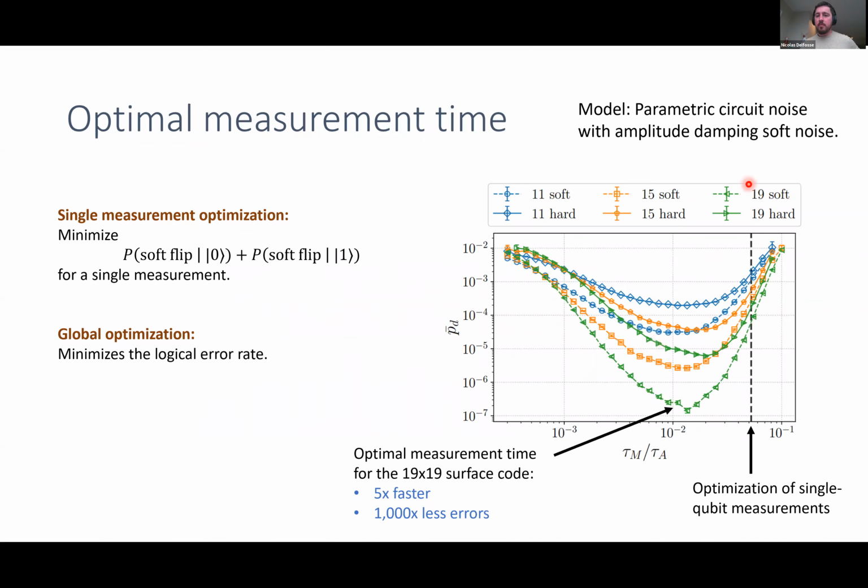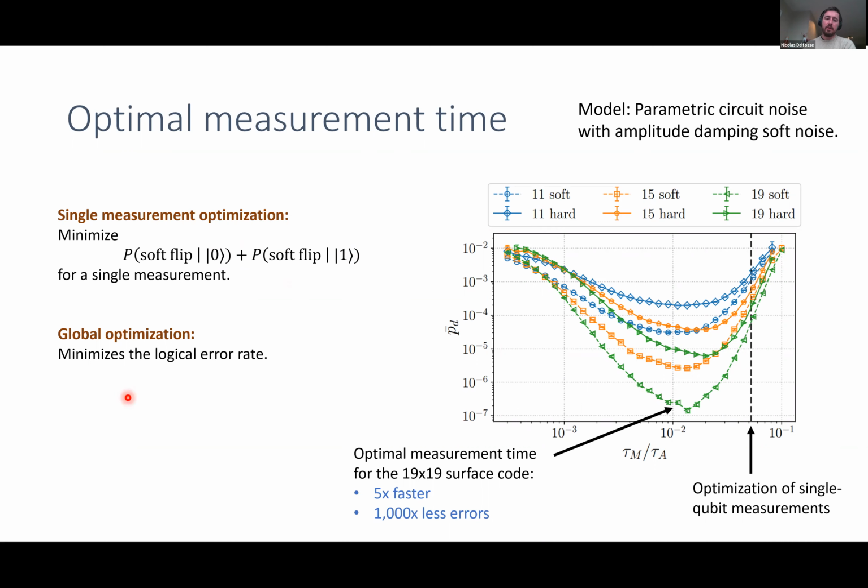And we simulated this model for some parameter set and with a few surface codes with 3 different distances. And we compared 2 different things. We compare the optimization of a single measurement, which is obtained by computing the probability that there is a soft flip, assuming the two input states have the same probability. So I give you a uniform qubit, 0 or 1, and we want to minimize the probability of a soft flip. It's a natural model for a single measurement.